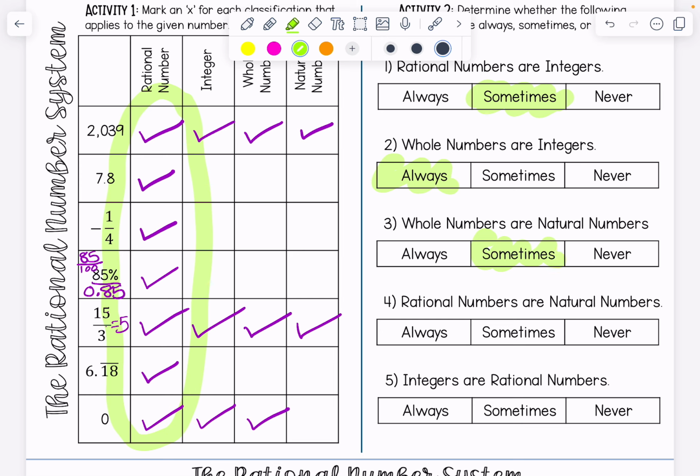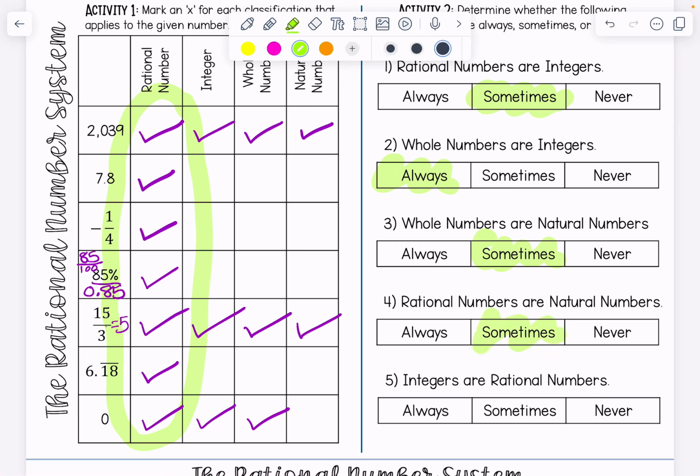Rational numbers are natural numbers. Again, looking, all of these are rational numbers, and so if we look, a couple of them are natural numbers, but not all of them, all right? So this will be sometimes as well.